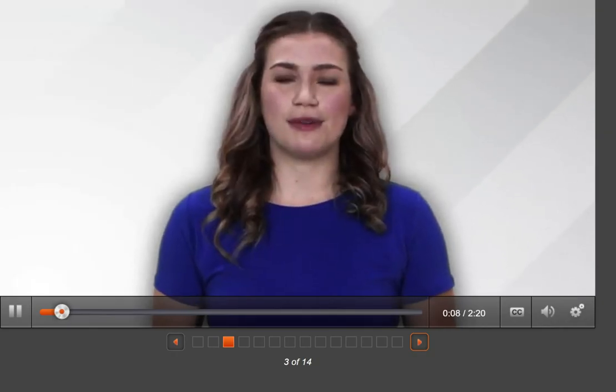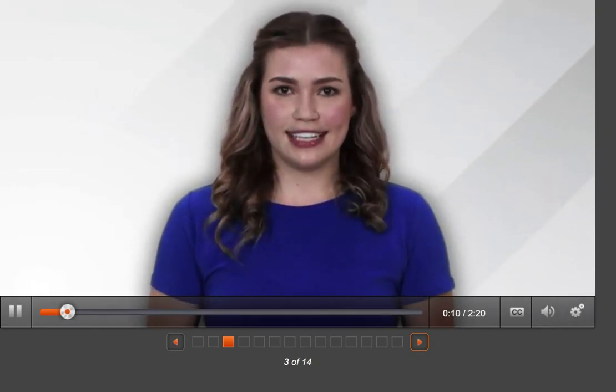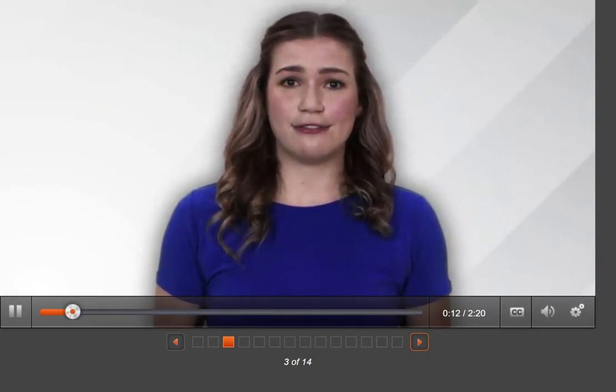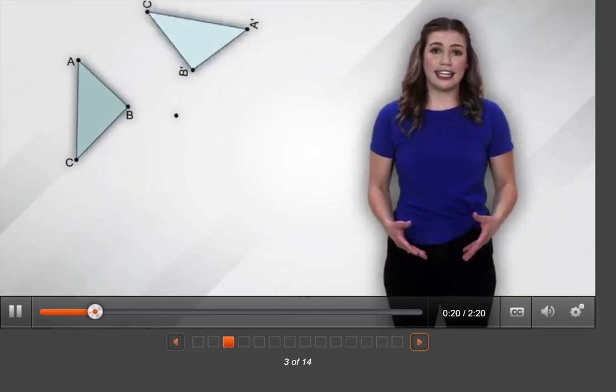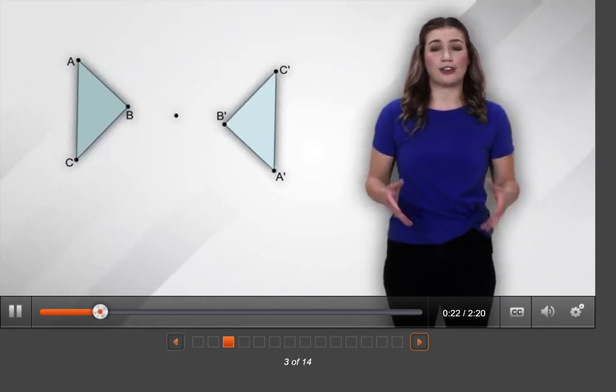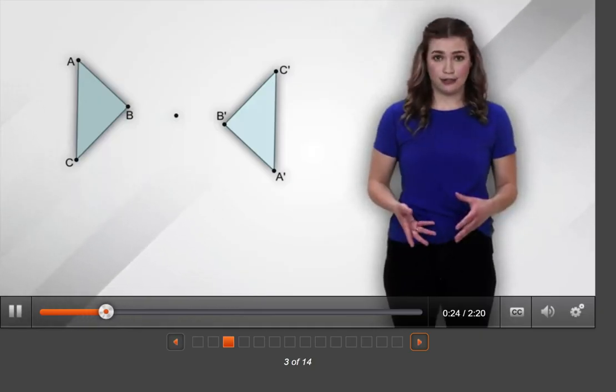You've just explored some of the attributes of rotations. And now I think it's time that we discuss the formal definition of a rotation. In a rotation, each point on a figure is turned through a given angle. So the points are rotated in a given direction, either clockwise or counterclockwise around the center of rotation.